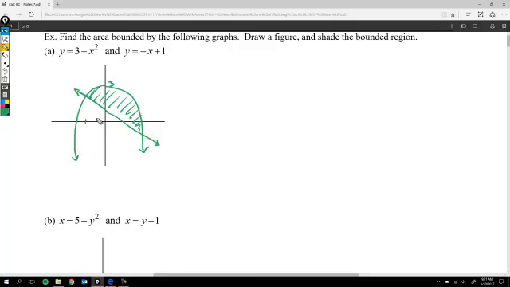First I need to figure out what these two points are, because that's what's bounding my area, and that's like my a and b values. So my first step is going to be to find my intersection points. The first step always is to find intersection points because I need bounds for my integral. I'm just going to set these two functions equal to each other, and if I move everything to one side, I get a quadratic that I can factor.